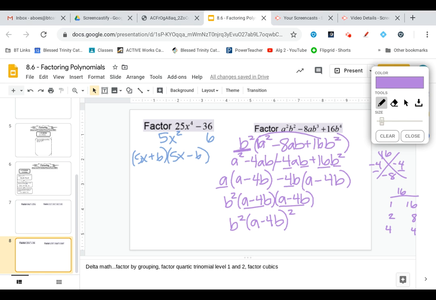Okay, so let's try some Delta Math practice problems here. I know this is a lot, so I'm not going to give you a ton of practice problems, but this is something that we're going to have to be really good at. So please email me if you have any questions at all.